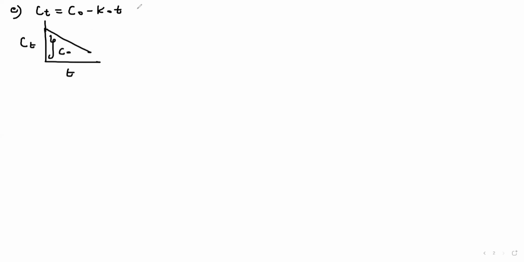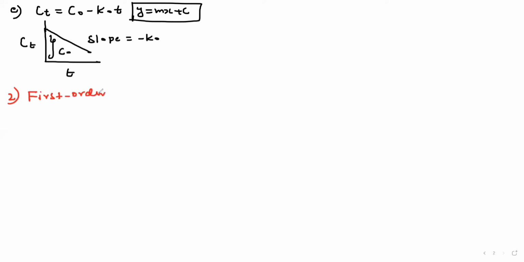What is the slope? Listen, what is the form? Y is equal to mx plus c. Okay, this is the form of the equation, right? Then what is the slope? Slope is equal to minus k naught. Understand? This is regarding what? The zero order reaction. Next, I'm going to discuss the first order reaction. Please note, very, very important, the first order reaction. Second one, the first order reaction. What is the general equation?